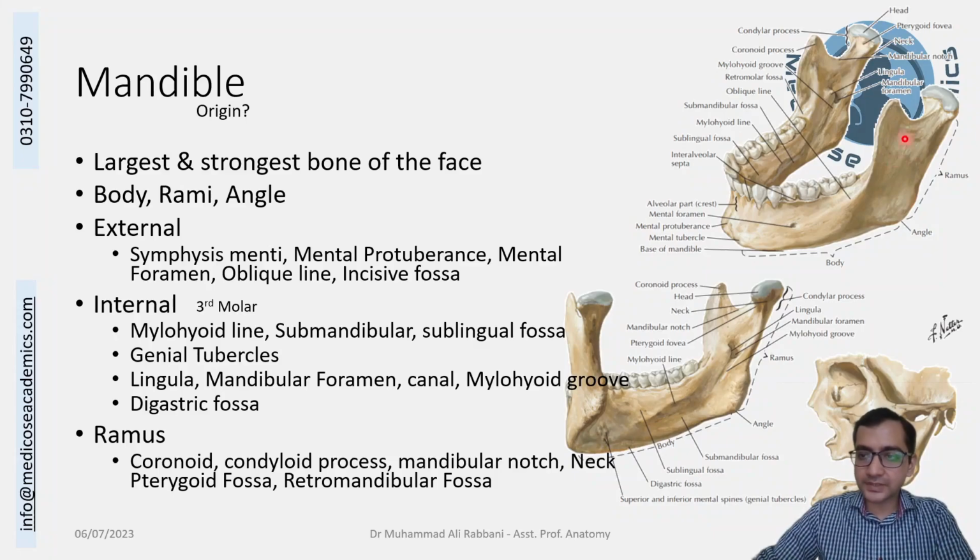After this, we will see the features that can be seen on the external aspect, the features that can be seen on the internal aspect, and along the margins. Let's move to the 3D model. Okay, then.